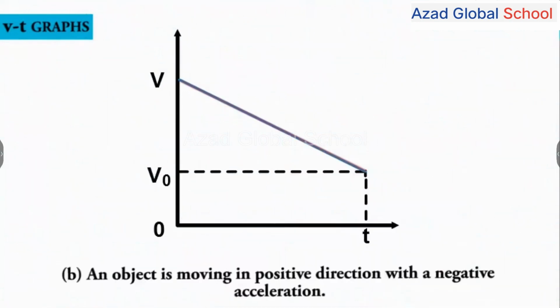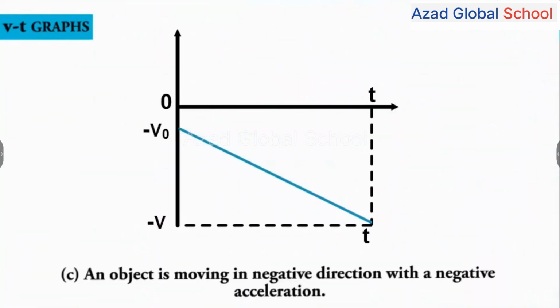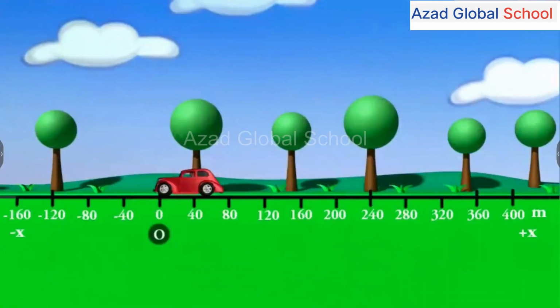B. An object is moving in positive direction with a negative acceleration. For example, the motion of the car in between t equals 18 s and 20 s. C. An object is moving in negative direction with a negative acceleration. For example, the motion of a car moving from O in negative x direction with increasing speed.